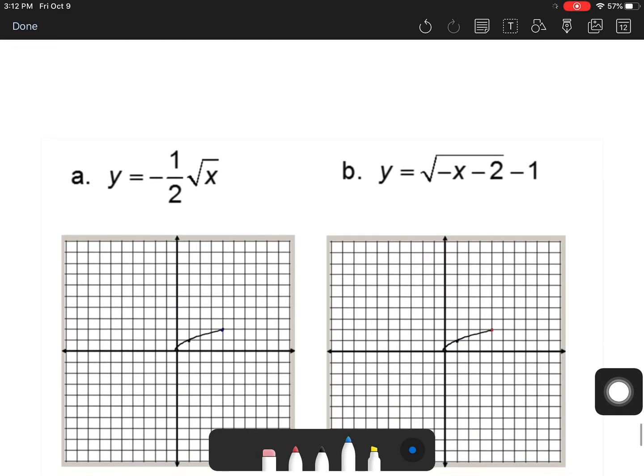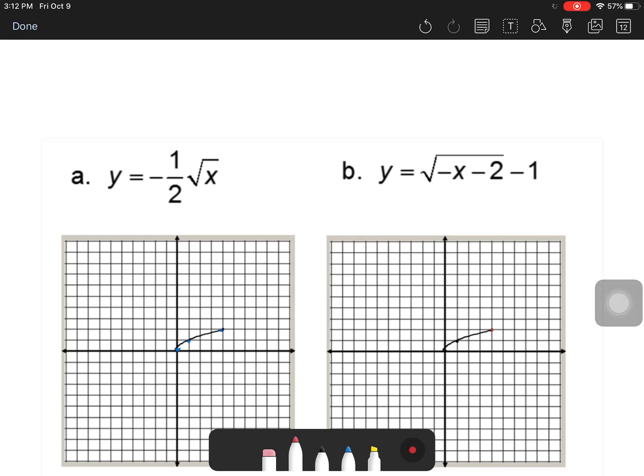So let's take a look at what these should look like if we apply those transformations in the correct order. I'm just going to work with 3 of the points from the parent graph. Square root of 0 is 0, square root of 1 is 1, and the square root of 4 is 2. So I have those dots to work with. Now with this one, all we're going to do is multiply each y coordinate by -half, because that's what we have right there.